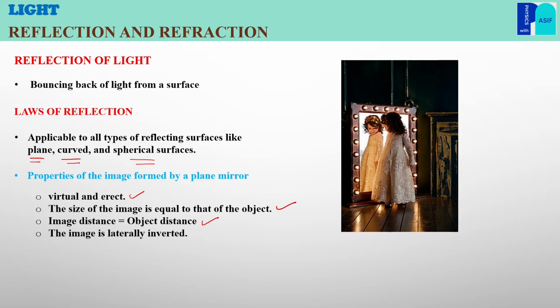The image distance is equal to the object distance. This means if you are standing 1 meter in front of the mirror, your image will appear to be 1 meter behind the mirror. The image is laterally inverted. This means your right hand appears as the left hand in the image and the left appears as the right. So these are the important properties of the image formed by a plane mirror.